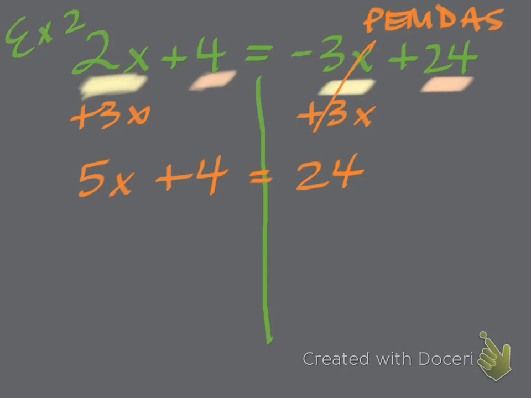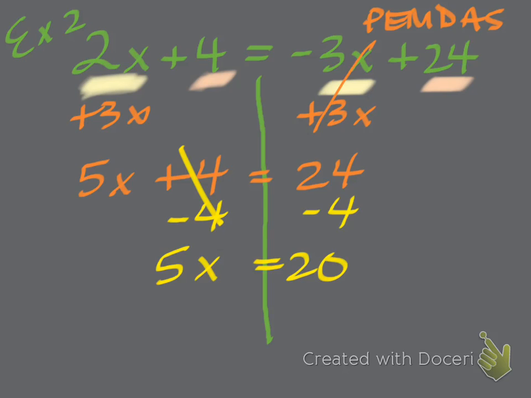I've got a 4 added or subtracted to a variable, so let's subtract that. Because it was positive, that's a 0. 5x equals 20. I've done my adding, subtracting. Now I have a 5 multiplied to the x. Let's do the opposite operation. We'll divide it on both sides of the equation to balance it.